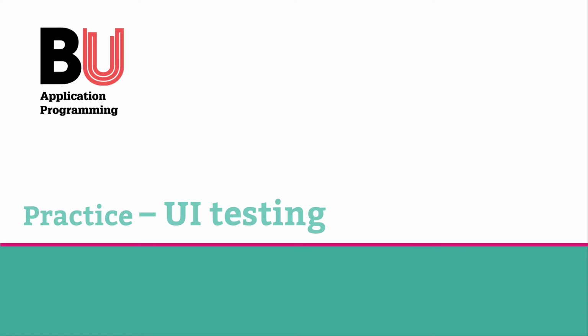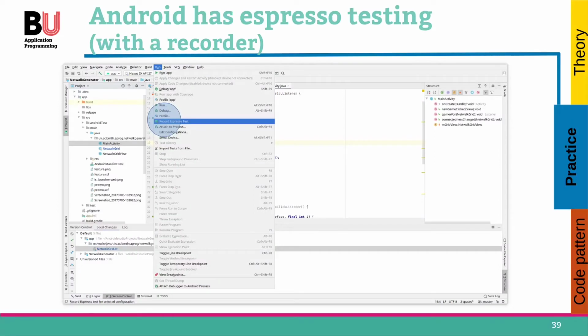So, testing UI. That's actually a quite cool thing to do. The best thing for this, we might even do it a little bit, is that Android has a UI test recorder. Like a macro recorder in Excel, you can use a test recorder in Android Studio to record what they call Espresso tests. The menu item is called Record Espresso Test. You need to have a device, an emulator or a real phone to make this work.